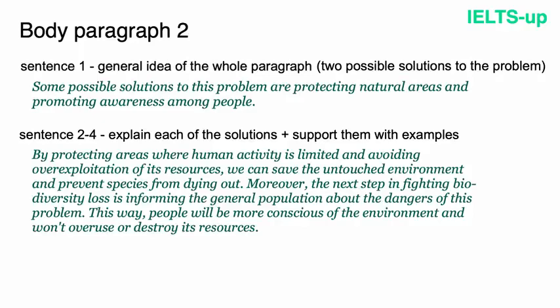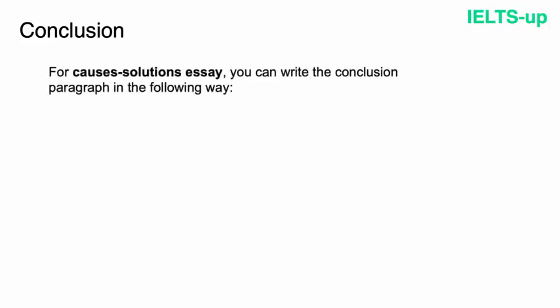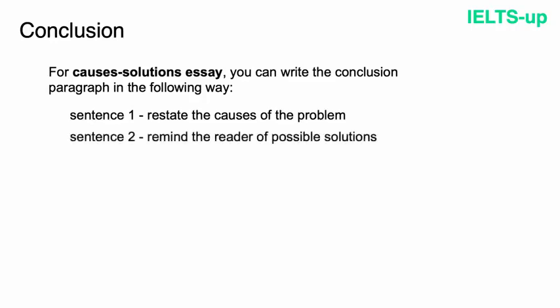Okay, that's it with the body paragraph 2. Well done! Now we're done with the introduction and 2 body paragraphs, and it's time to start writing the conclusion paragraph. The conclusion paragraph shortly summarizes all previous ideas without giving new information. For Causes Solutions essay, you can write the conclusion paragraph in the following way. Sentence 1. Restate the causes of the problem. Sentence 2. Reminds the reader of possible solutions.